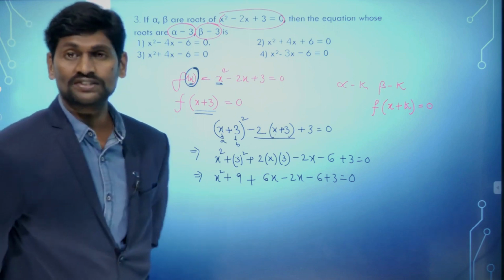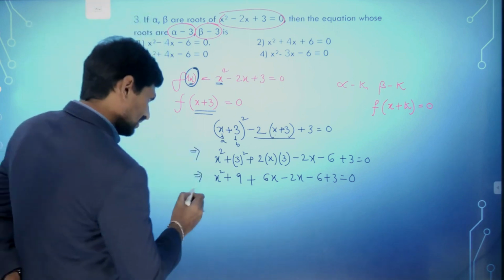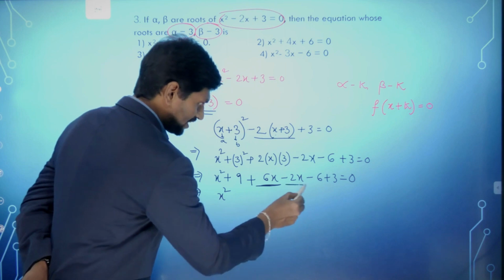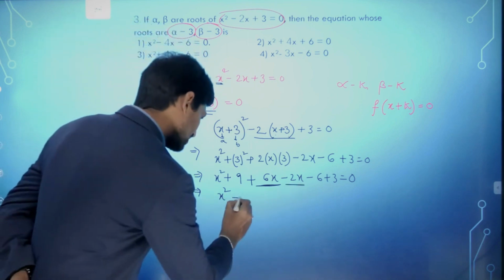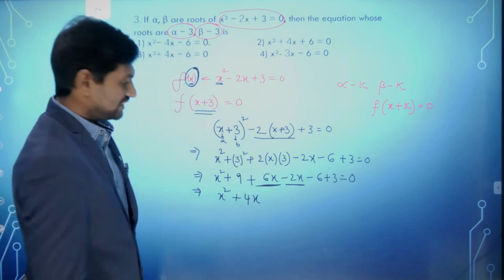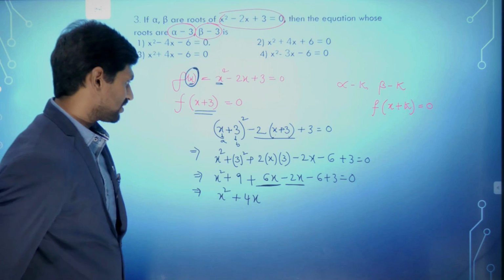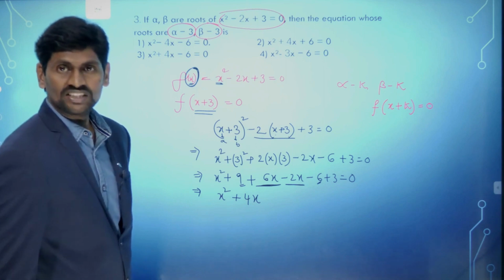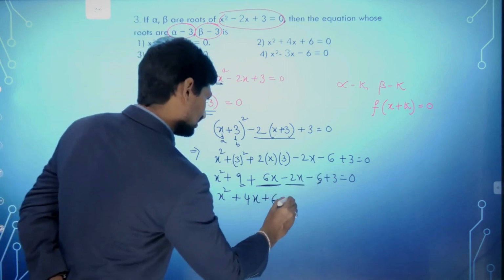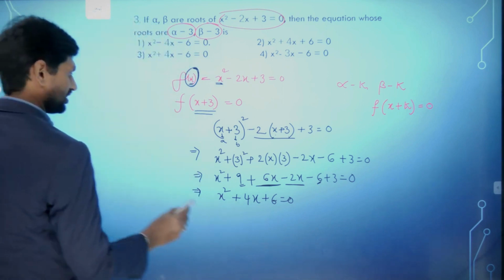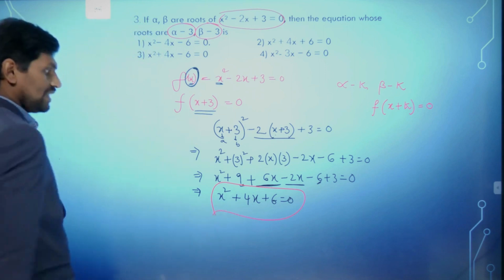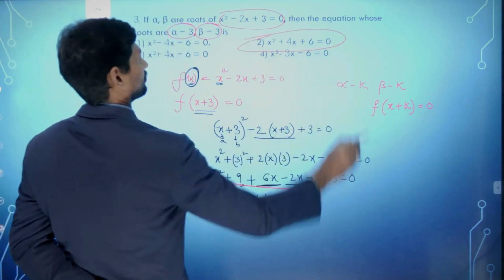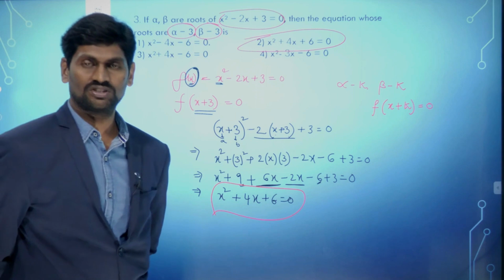Simplify. That means add or subtract the like terms. x square is only one single term, we cannot change. Now check the x terms. Plus 6x minus 2x. 6x minus 2x is 4x. 6 is bigger than 2, so the 6 symbol is positive, you will get 4x positive. Now, numbers. 9 minus 6, 3. 3 plus 3, 6. So, what is our required quadratic equation? x square plus 4x plus 6 equals to 0. That is nothing but option 2. x square plus 4x plus 6 equal to 0.